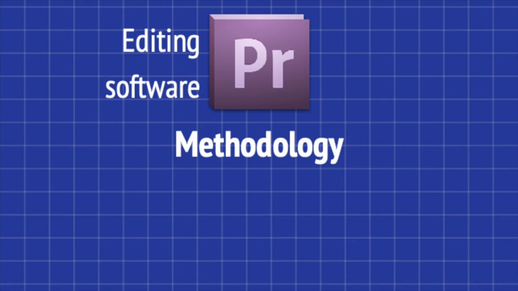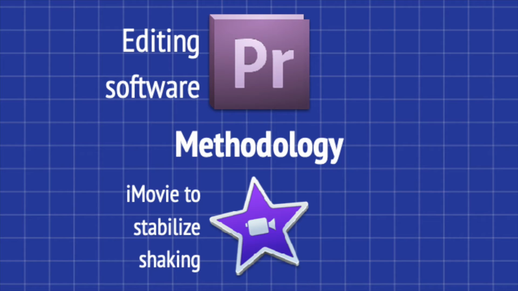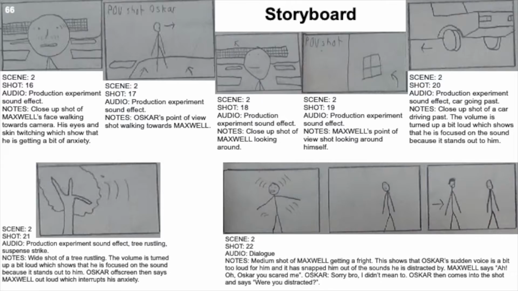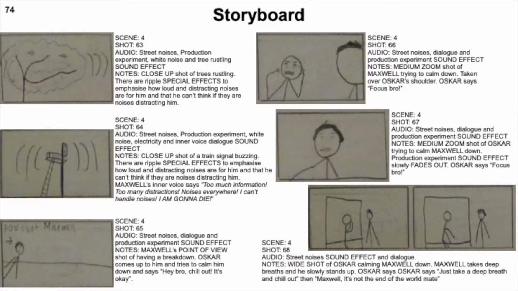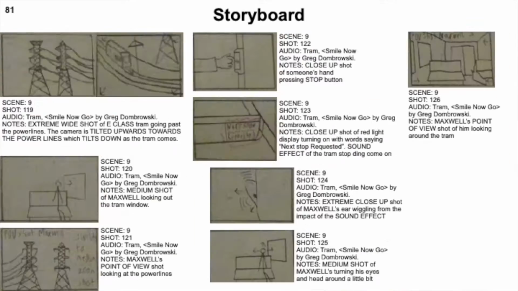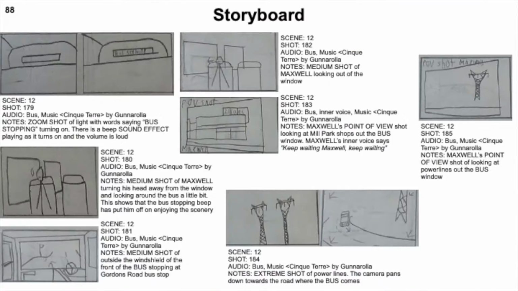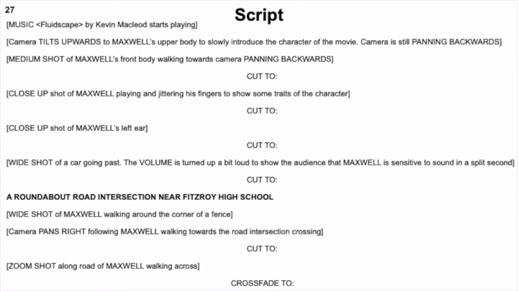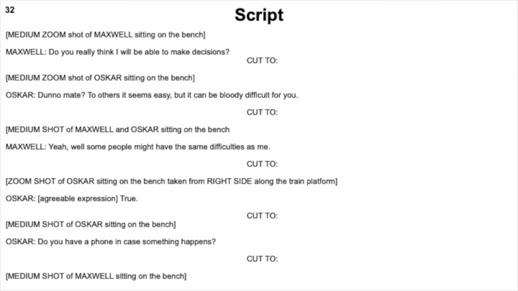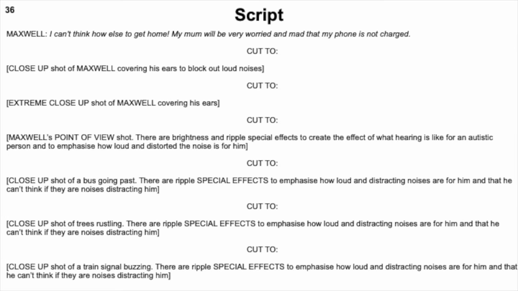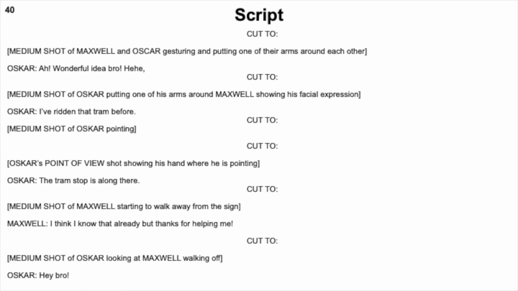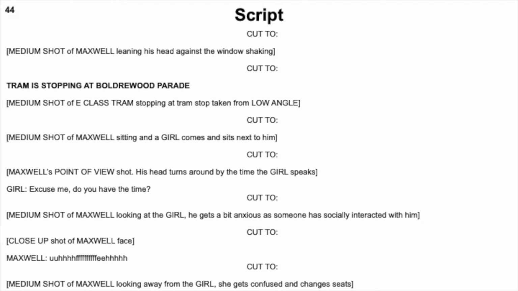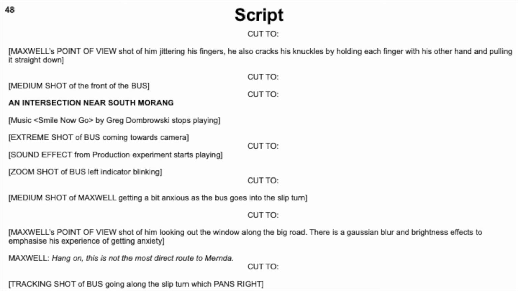In my post-production process, I've edited my film with Adobe Premiere Pro and also used iMovie to stabilize some shaky camera shots. After development, I've drawn a huge storyboard for my short film, as well as a basic script with dialogue and actions and many cuts and different kinds of camera angles in it, I guess.